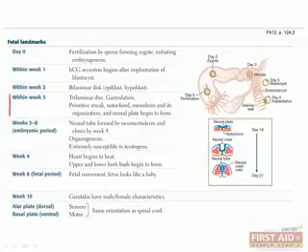Do you remember which vitamin deficiency most commonly causes neural tube defects? If you said folate, you're right.